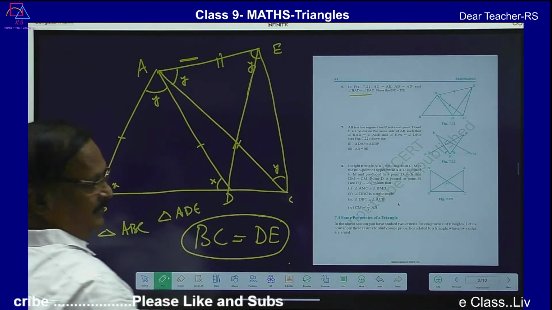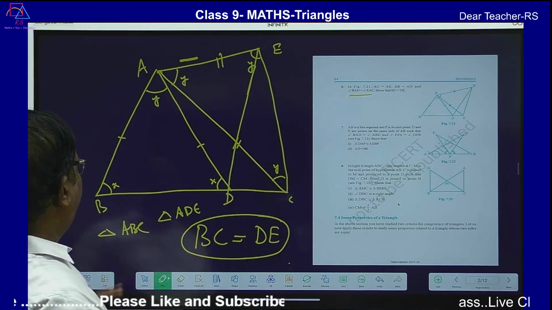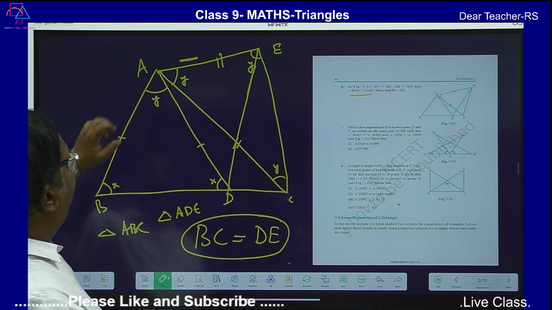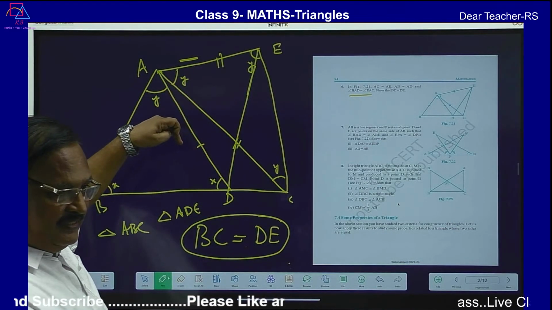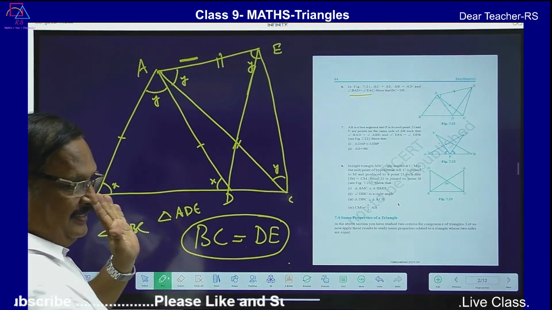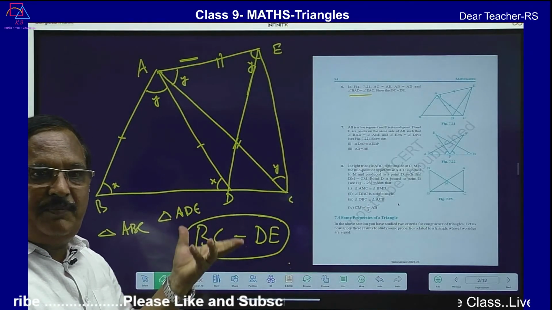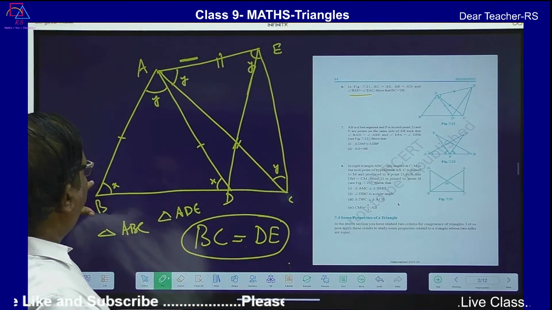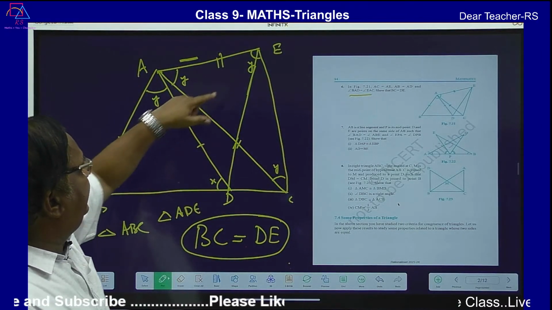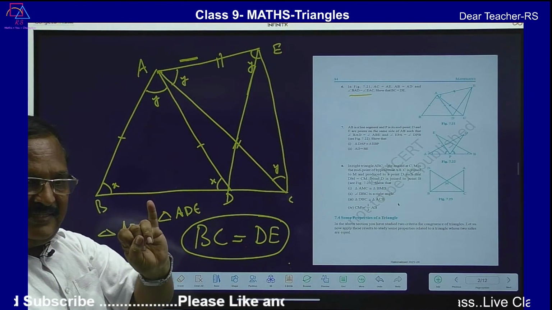ADE. In these two triangles already equal marks are there. In ABC, what is the equal mark? One single mark is there. In ADE also one single mark is there. That means one pair of sides are equal. Got it? Only marks are to identify equal parts. So in ABC, single mark is there. In ADE, single mark is there. That means AB is equal to AD. One pair of sides are equal.